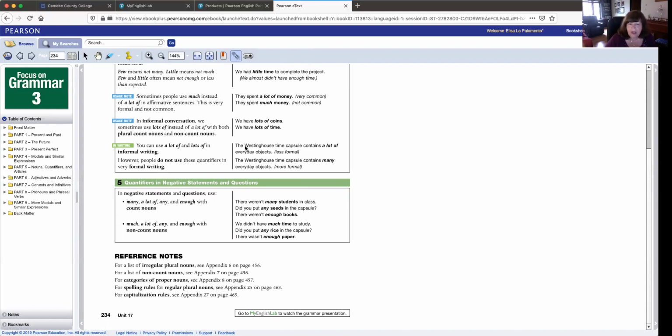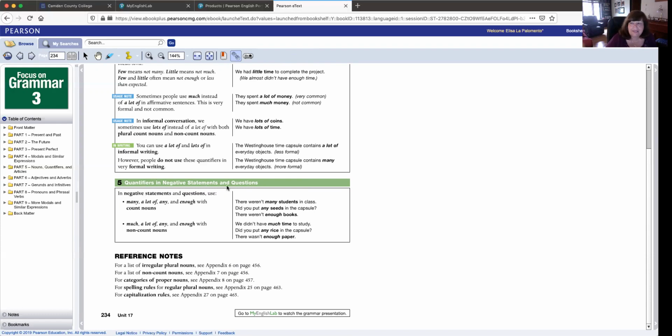It's not formal. The Westinghouse time capsule contains a lot of everyday objects. That's funny because they didn't mention here. They're actually substituting a lot of and many. And more formal, the Westinghouse time capsule contains many everyday objects. You should use many here. Unless I'm missing something, I don't see comparing a lot of and many. They're comparing a lot of and lots. Okay, but this is important, that if you're writing something formal, instead of a lot of or lots of, you would use much or many.